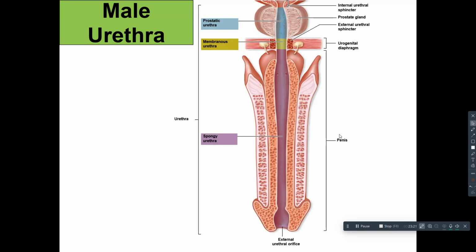If we contrast that with the male urethra, which is of course much longer and multi-part, the male urethra passes through the prostate gland. That is called the prostatic urethra. Then within the urogenital diaphragm, it is called the membranous urethra. And note that we have the external urethral sphincter around it. And then within the penis, we have the penile or spongy urethra, so called because it is within the corpus spongiosum. And of course, at the glans penis, we do have the external urethral orifice.